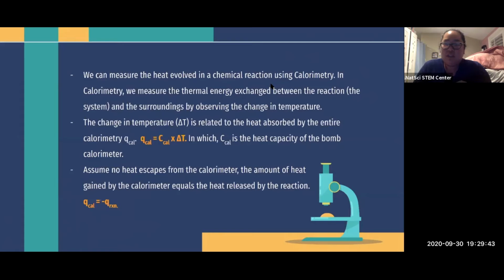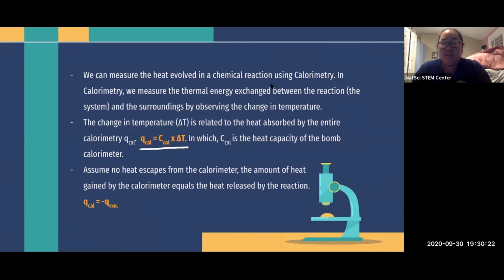So the change in temperature, delta T, is related to the heat that is absorbed by the entire calorimeter, which we'll label as Qcal. So Qcal can be equal to the heat capacity of the calorimeter times the delta T. Remember, note this down. You will use this a lot for the following 3 examples. The heat capacity of the calorimeter is the heat capacity of the bomb calorimeter. So it's how hot it can get before it explodes. Think about it that way.